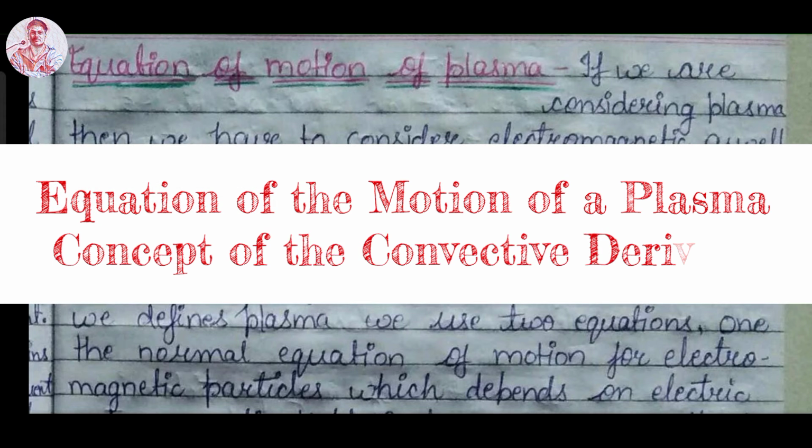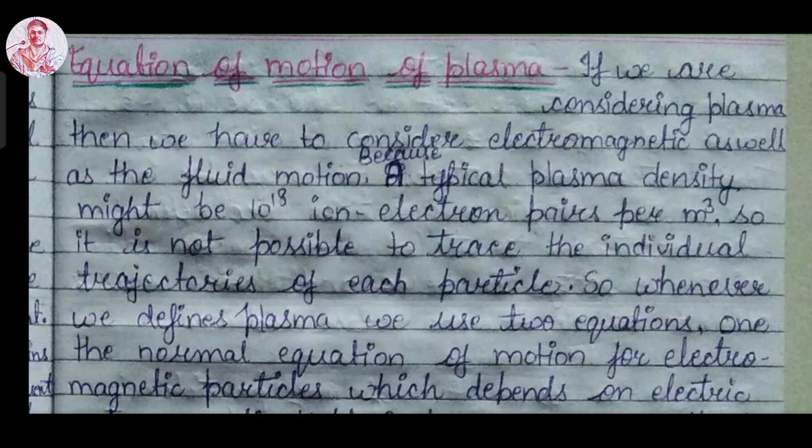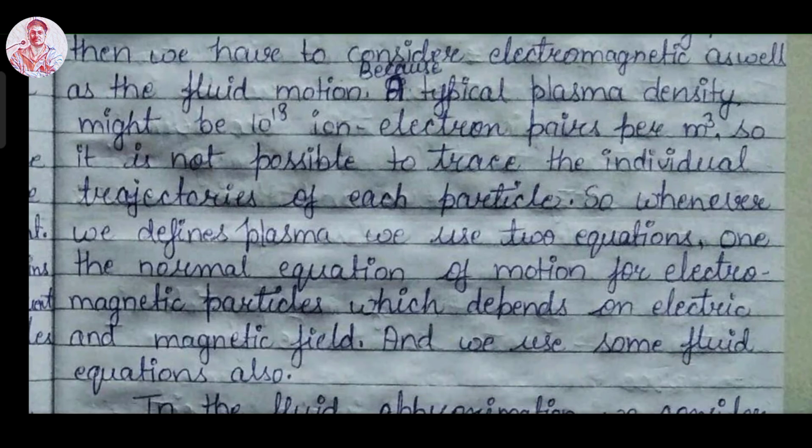Hello friends, in this video we are going to discuss the equation of motion of a plasma. If we are considering plasma, we have to consider electromagnetic as well as fluid motions, because a typical plasma density might be of 10 to the power 18 ion-electron pairs per meter cube. So it is not possible to trace the individual trajectory of each particle. So whenever we define plasma, we use two equations.